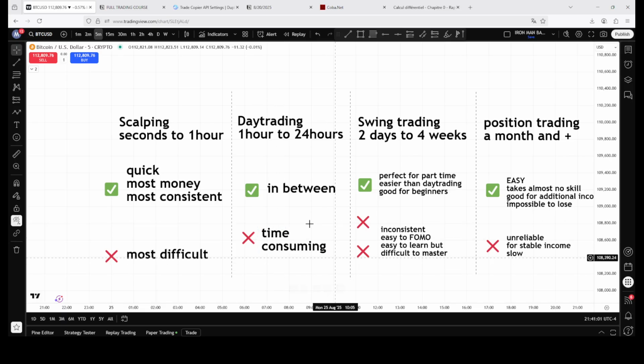And what I mean by the time consuming part is most traders do not control themselves, and most traders, because it's a very stressful thing, you're making money risking your own money, and so you're never fully safe until you withdraw your profits.